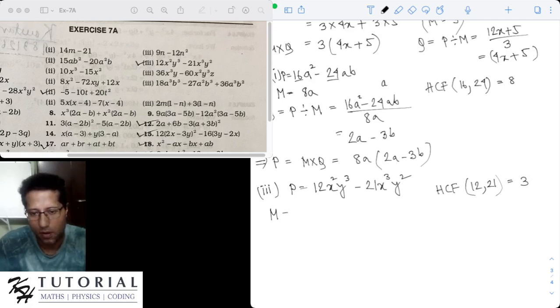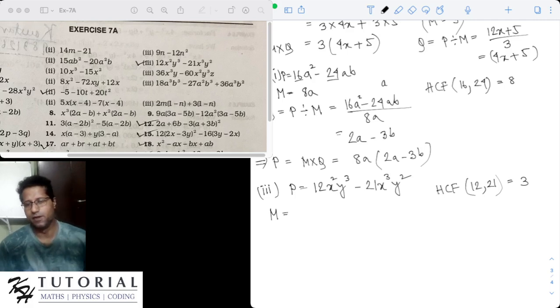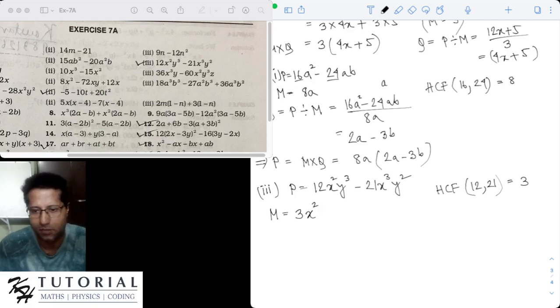Okay, so what will be M, that is the common factor. We can see that both the variables x and y are present in all the terms. So what will be the power of x? First we write the common coefficient, which will be the HCF of 12 and 21, which is 3. Now we write the variable x and its power. The minimum power we can see is 2, so it will be x square, and the minimum power of y we can see is 2, so it will be y square. Hence 3x square y square is the common factor in both the terms of the given polynomial.